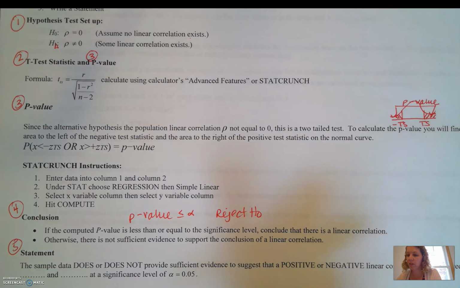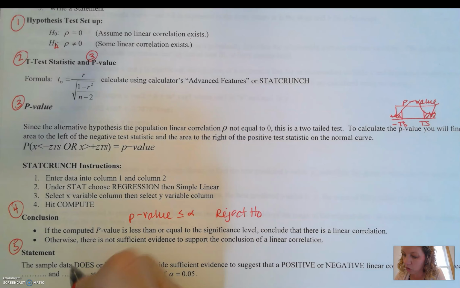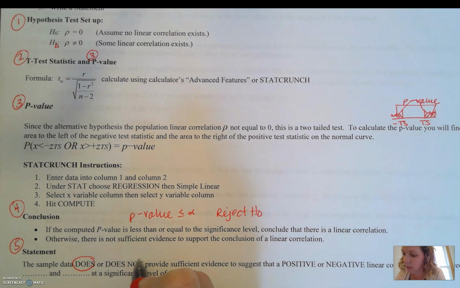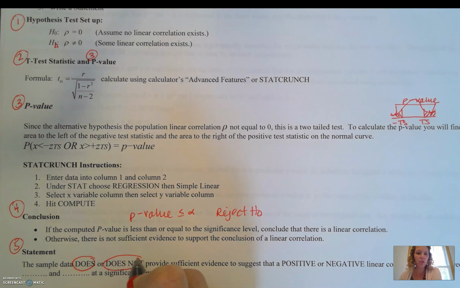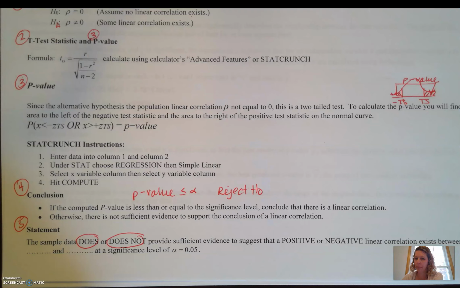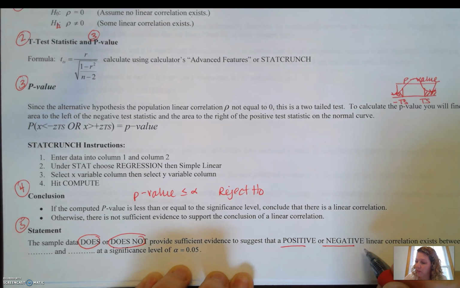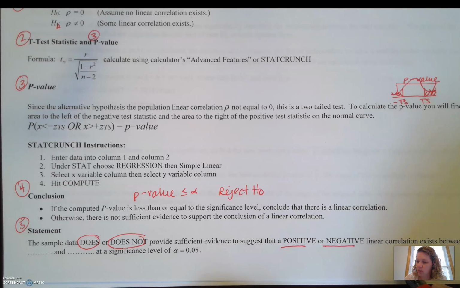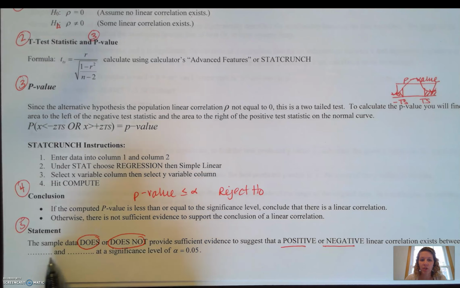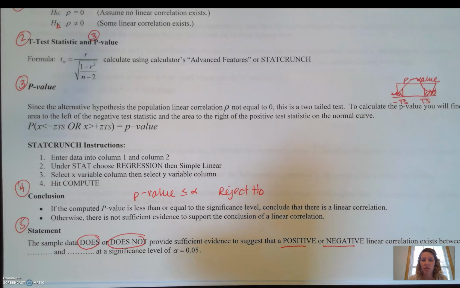So in our statement, it says the sample data does or does not, based on whether we've rejected or failed to reject the null, provide sufficient evidence to suggest that there is a positive or negative linear correlation, or we leave it out if no linear correlation exists, between the two variables at a certain significance level. So the p-value method works just as well as the traditional method. They will get the same results.